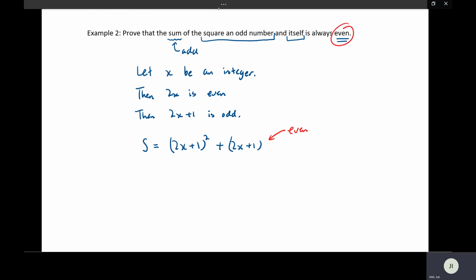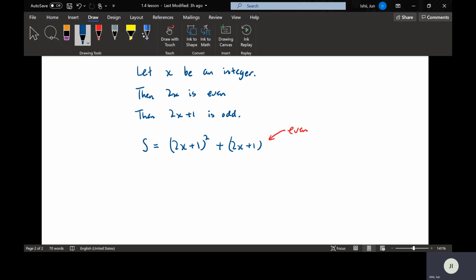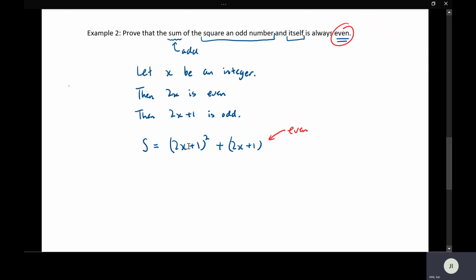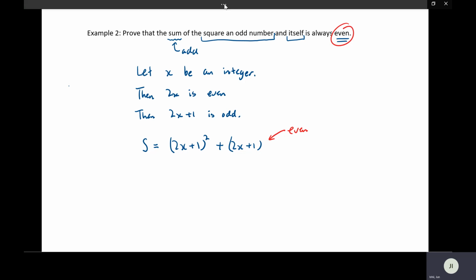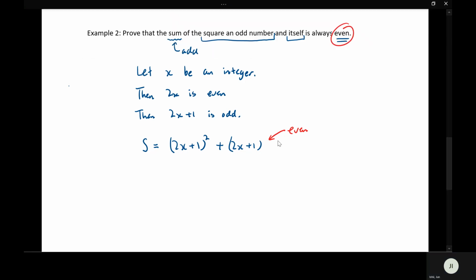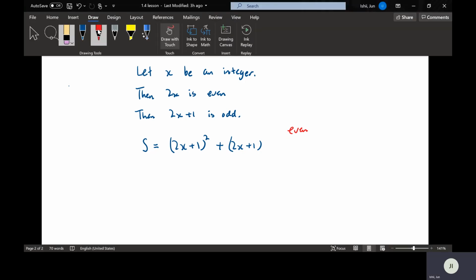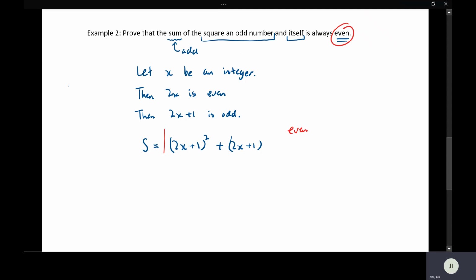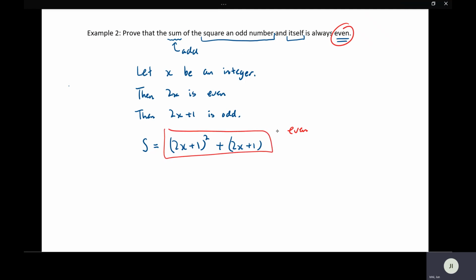Just take a moment, make sure we got everything clear. So again, we want to prove that the sum of the square of an odd number, so this is the square of an odd number, we're going to take an odd number and square it, and add it to itself. So again, 2x plus 1. We want to show that this whole thing here is even. I don't want to just point, that could be a little misleading. We'll do this whole box. We want to show that this whole thing is even.